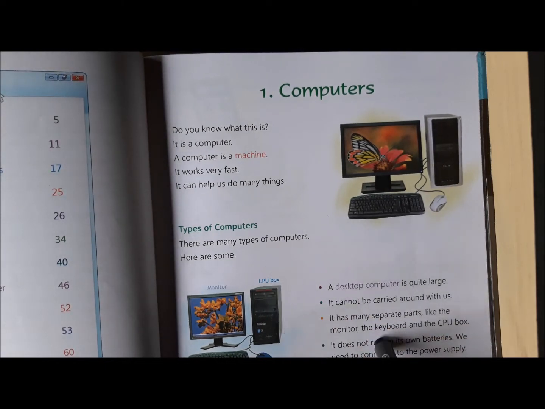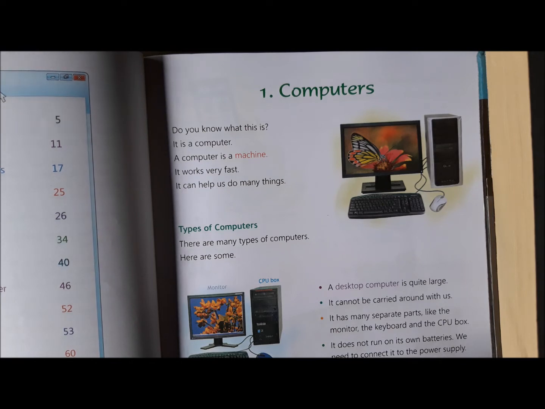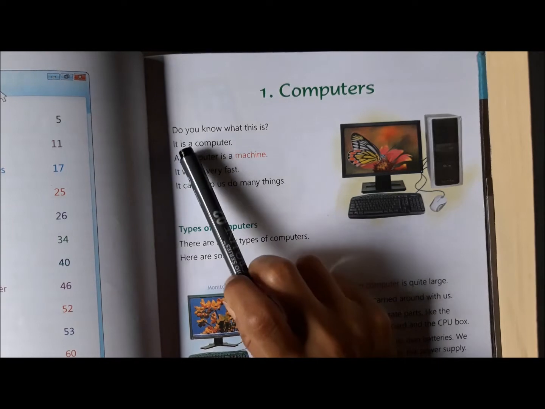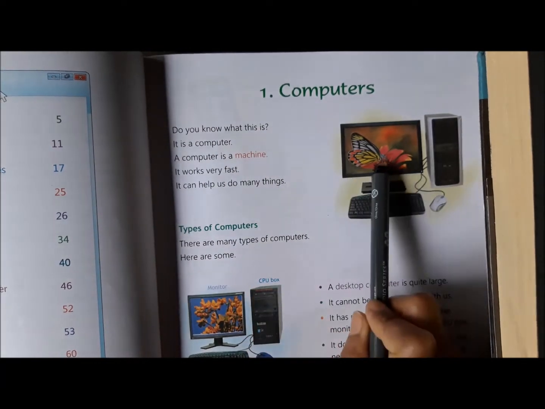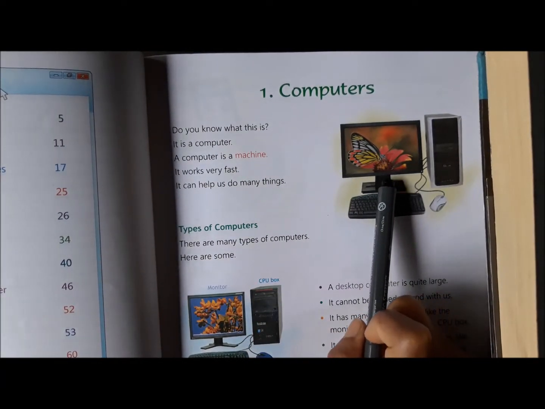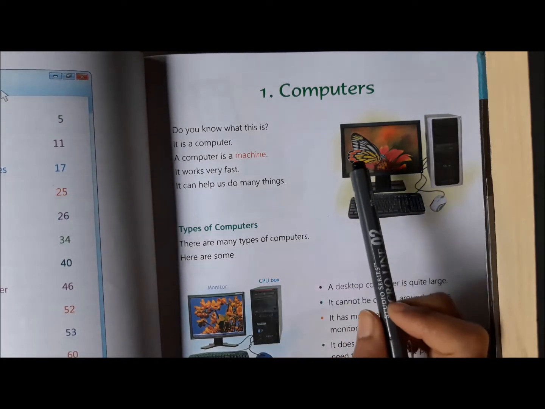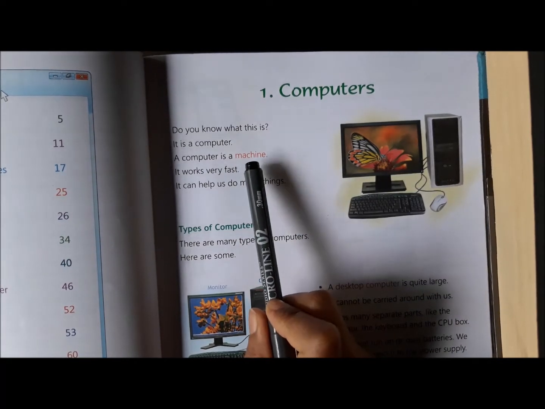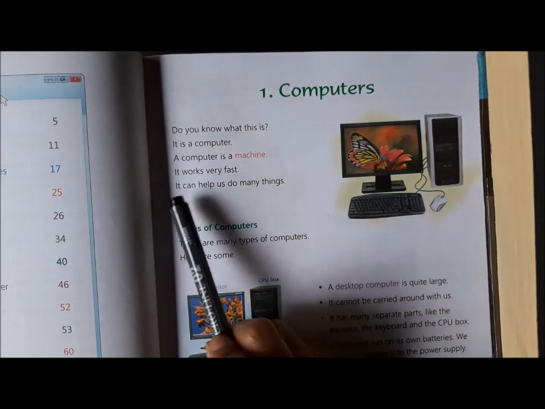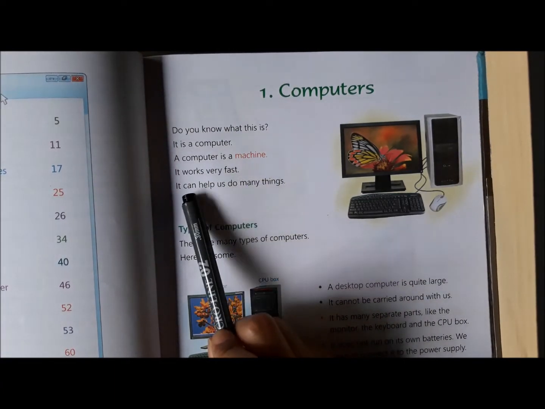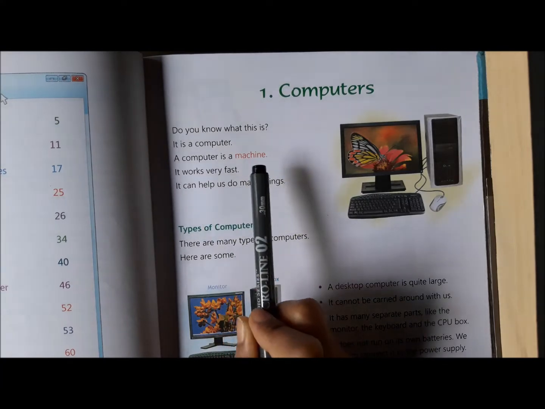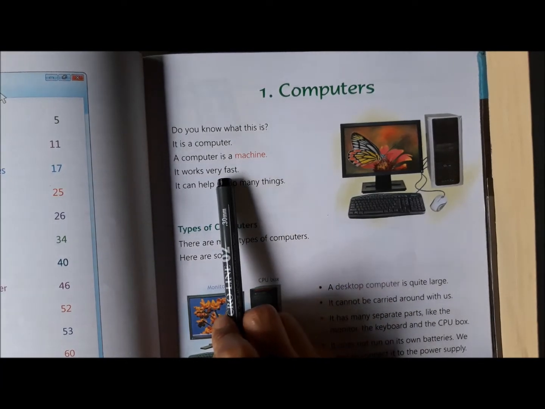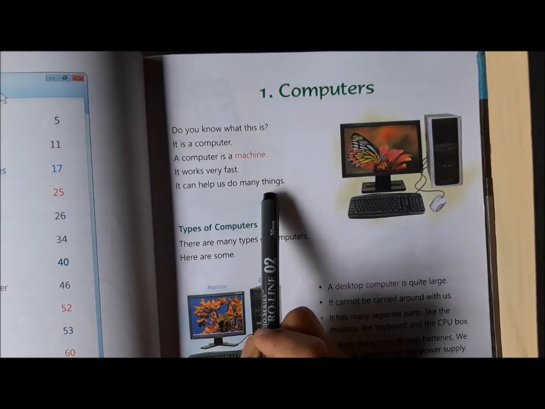So we learnt about all of this in class 1 and we're going to do a detailed study, a little more about this. About computers we will learn in class 2. So I'm going to read and you can follow along. Do you know what this is? They're talking about this picture. It is a computer. A computer is a machine, and we learned this word in class 1. It works very fast and it can help us do many things. So like all machines, a computer works very fast and it helps us do many things.